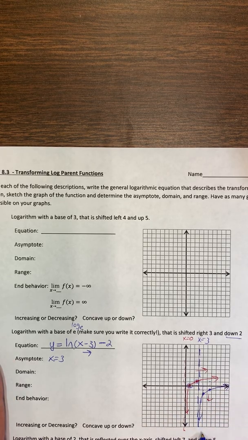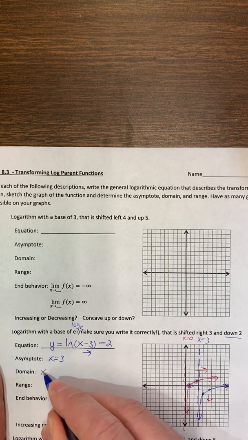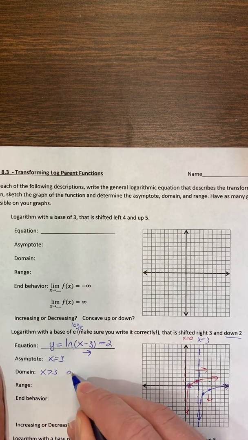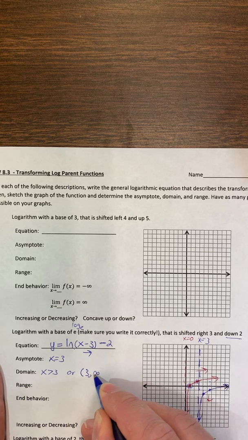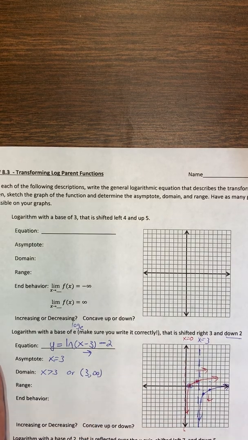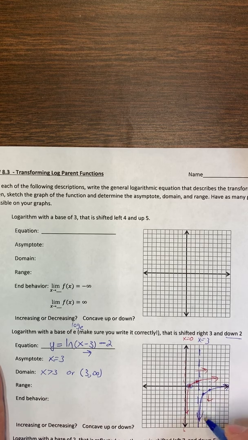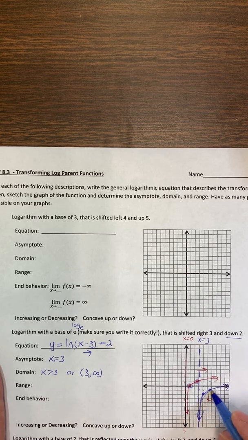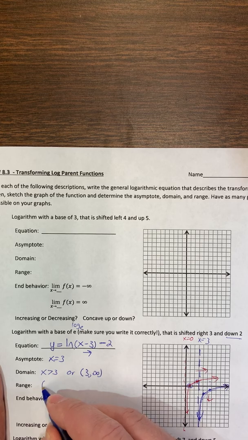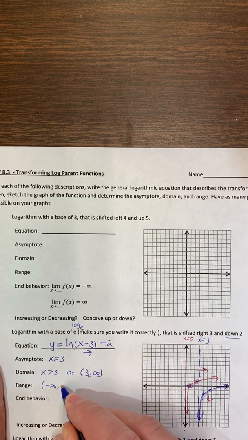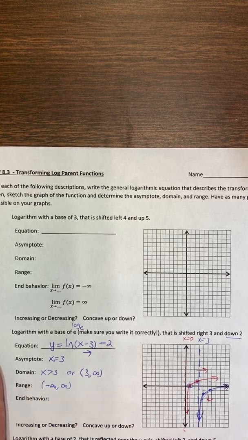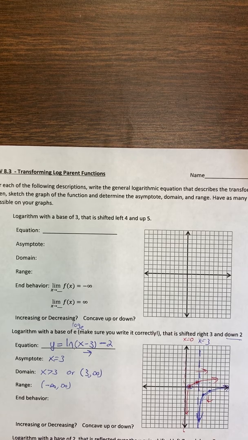The asymptote we can see is at x equals 3. The domain is all the values to the right of 3. So we can say x is greater than 3, or we could say 3 comma infinity. This is the interval notation. The range for all logarithmic functions, the y values, it'll keep going down to infinity. And even though it's growing slower and slower and slower, it will reach all values eventually. So all real numbers, or all values between negative infinity and infinity.